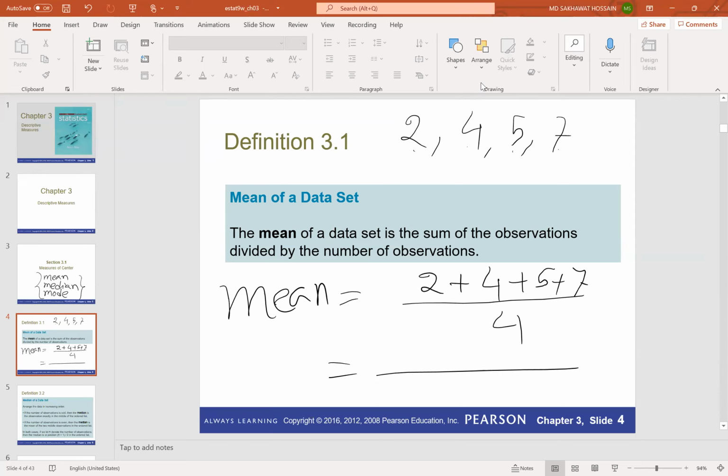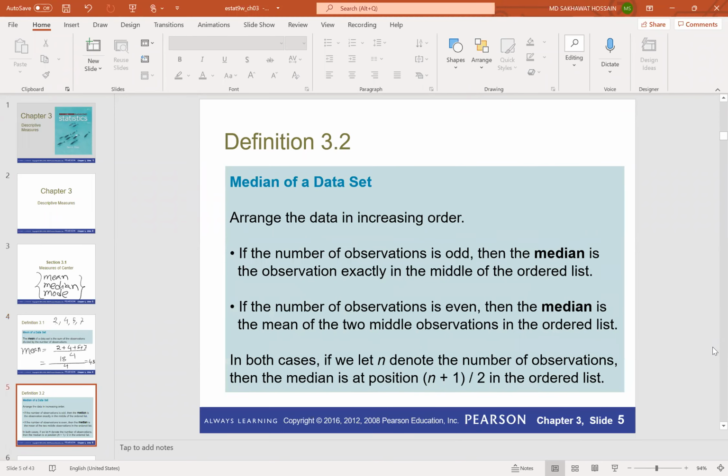2 plus 4 is 6, 11, 18. So 18 divided by 4 will be 4.5. So the arithmetic average of the data set is the mean of the data set. You add them together and divide by the number of observations. That is the mean of the data set.